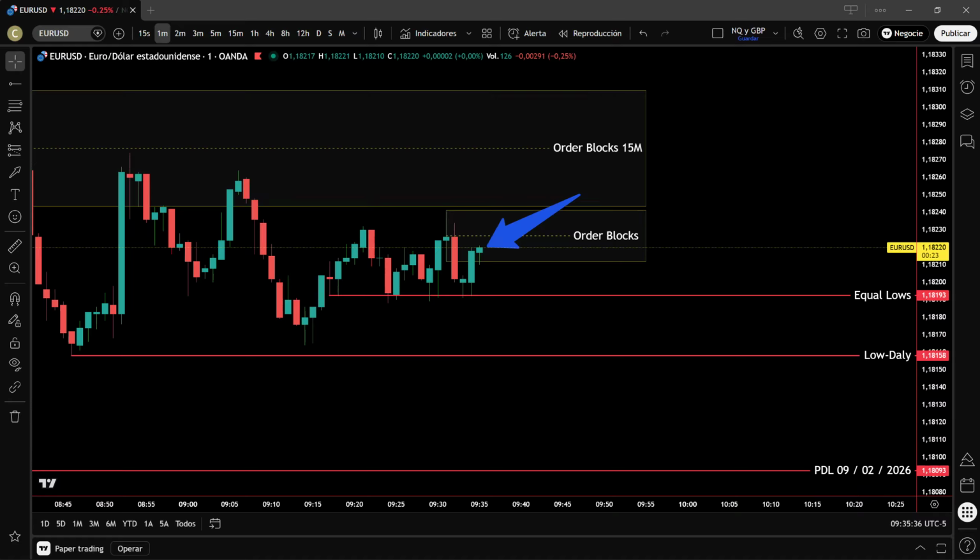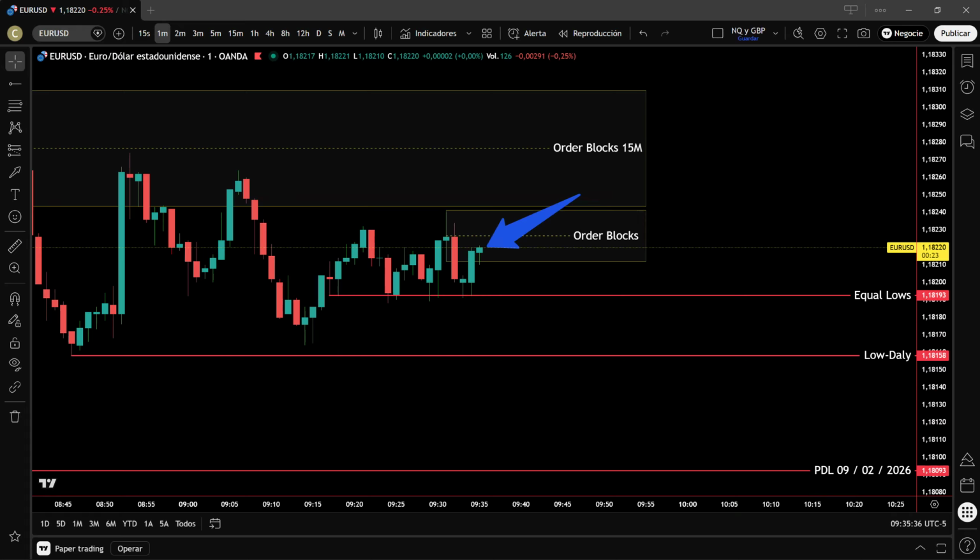Observe how the price, when attempting to move higher, is immediately rejected upon touching the base of this block. This micro-timeframe resistance acts as a technical ceiling that keeps EURUSD pinned against the equal lows at 1.18193. As long as we don't see a breakout of this 1M order block, the probability of the price piercing the low daily at 1.18158 remains extremely high.